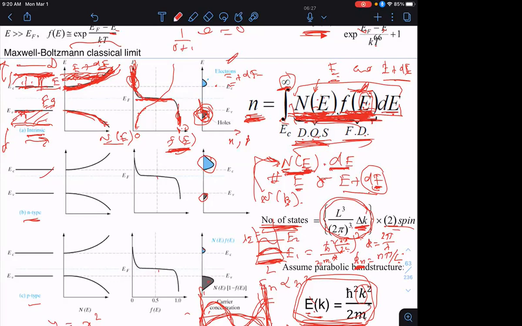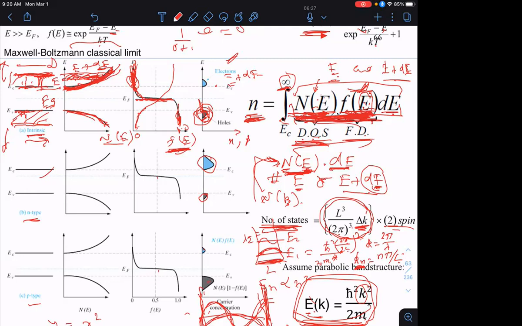The only difference being in the valence band, you have to multiply the density of states in the valence band, which I might call N sub V, times not f of E, but 1 minus f of E, because a hole is a missing electron. You guys with me so far?